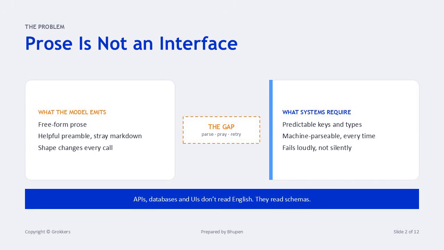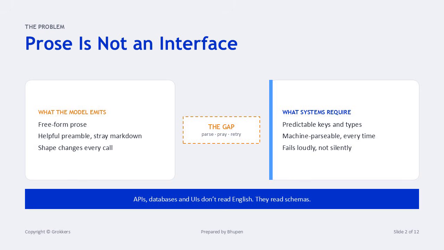In the middle sits the part most teams underestimate, the gap. This is where people write brittle string slicing, wrap everything in a try block, and retry until something parses. That code isn't engineering, it's superstition, and it's the single biggest source of silent breakage in agent systems. On the right is what the things downstream actually require: predictable keys, predictable types, something a parser can consume every single time, and a failure mode that shouts instead of quietly handing back nonsense.